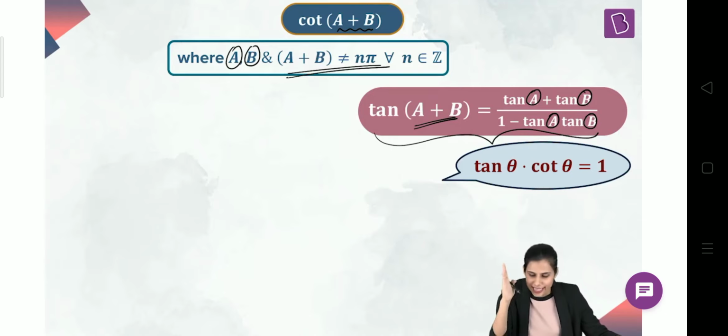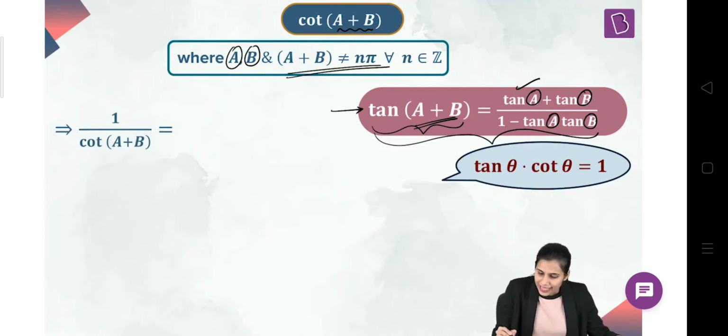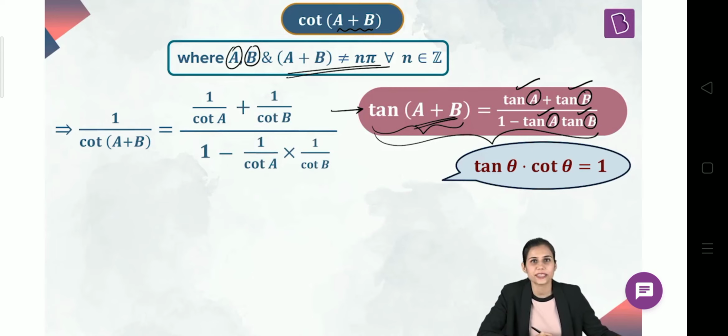Okay, kept in mind? Now, because tan and cot are reciprocals of each other, I can write tan as 1 upon cot. So when I do that, in this formula, everywhere, what do I get? Well, left hand side becomes 1 upon cot of A plus B. Tan A is replaced by 1 upon cot A. Tan B by 1 upon cot B. Denominator becomes 1 minus 1 upon cot A into 1 upon cot B. Now it's time to just simplify this expression.